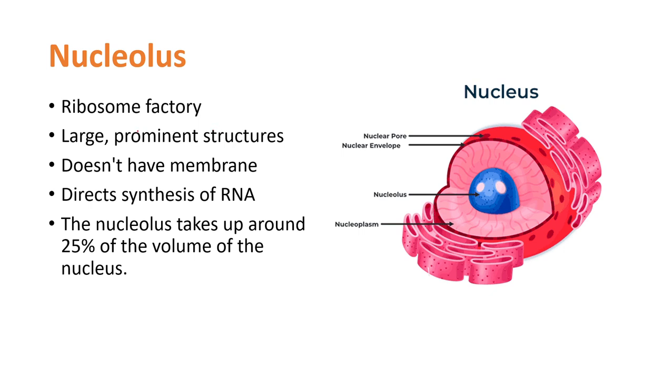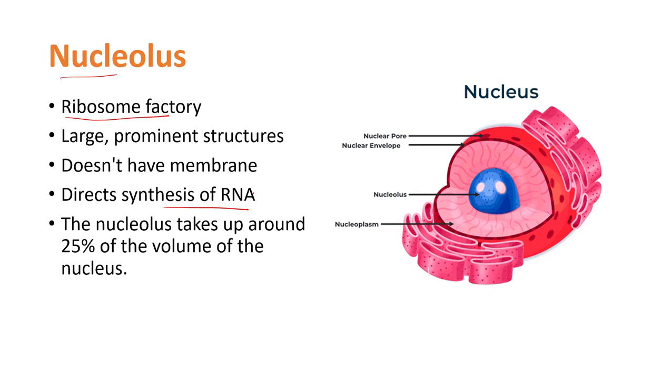Next component of nucleus is nucleolus. It is present in the center of the nucleus and it contains ribosome and RNA. It is also called ribosome factory, and ribosomes which are present in the nucleolus are important for the synthesis of RNA. This nucleolus lacks membrane. As nucleus contains membrane, the opposite to that, nucleolus lacks membrane.